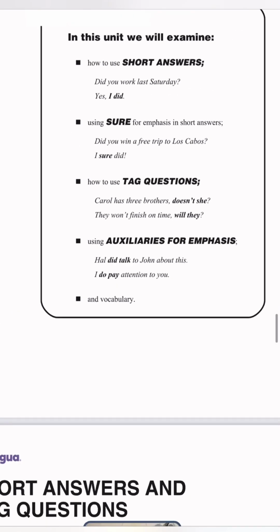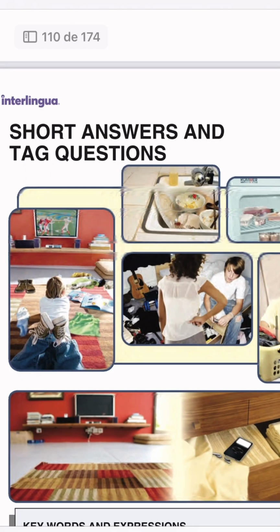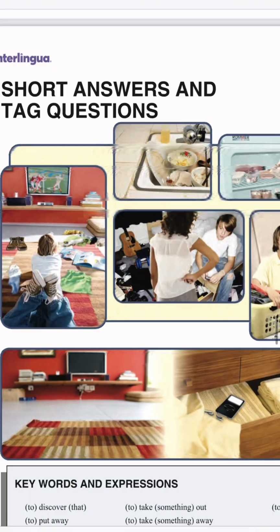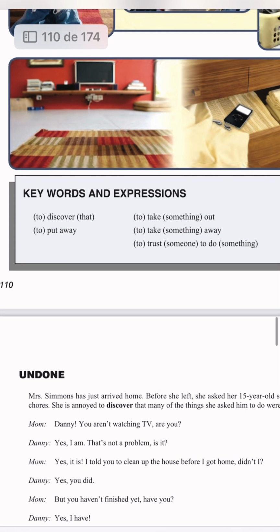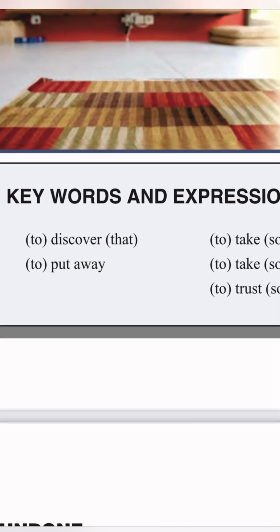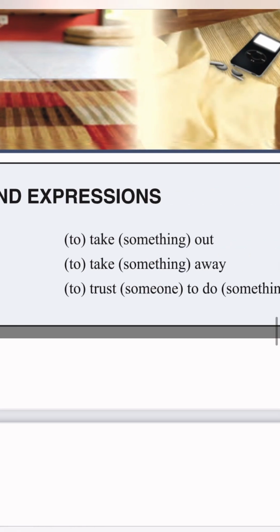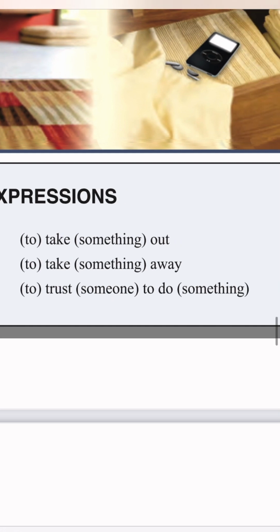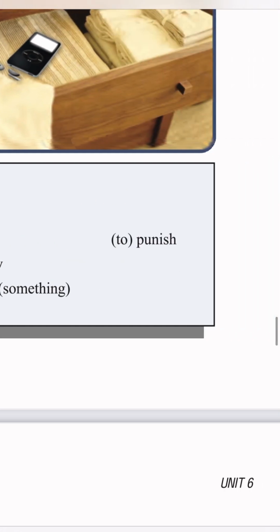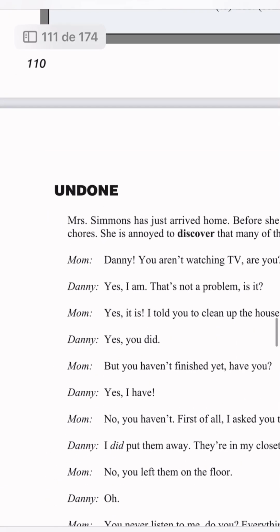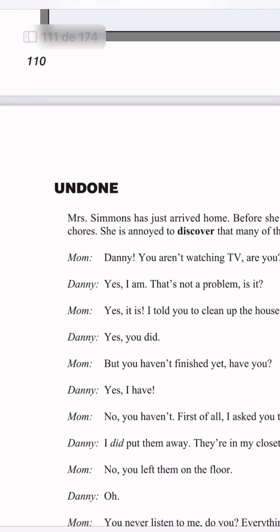And vocabulary. We have here short answer and tag question. We have here keywords and expressions: to discover, to put away, to take something out, to take something away, to trust someone or to do something, or to punish. Okay, done.